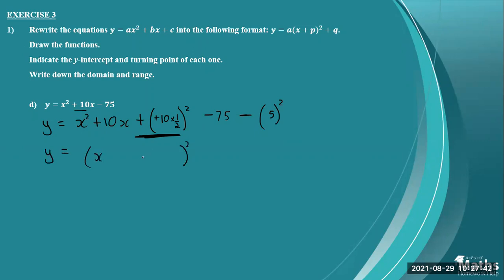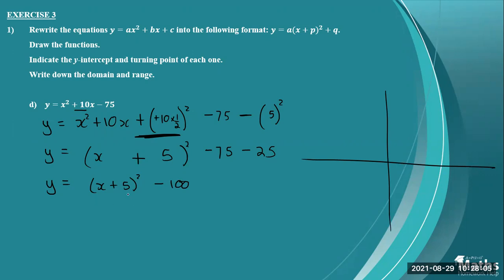1x there, 10 divided by 2 is 5, and it must be a positive. So this then will be -75, and I owe 25. So it means I will owe 100. So this will be the bracket (x + 5) squared minus 100. Let's draw it. So if I draw this, the turning point is going to be at -5. Remember, you change the sign. So it will be -5 and -100.